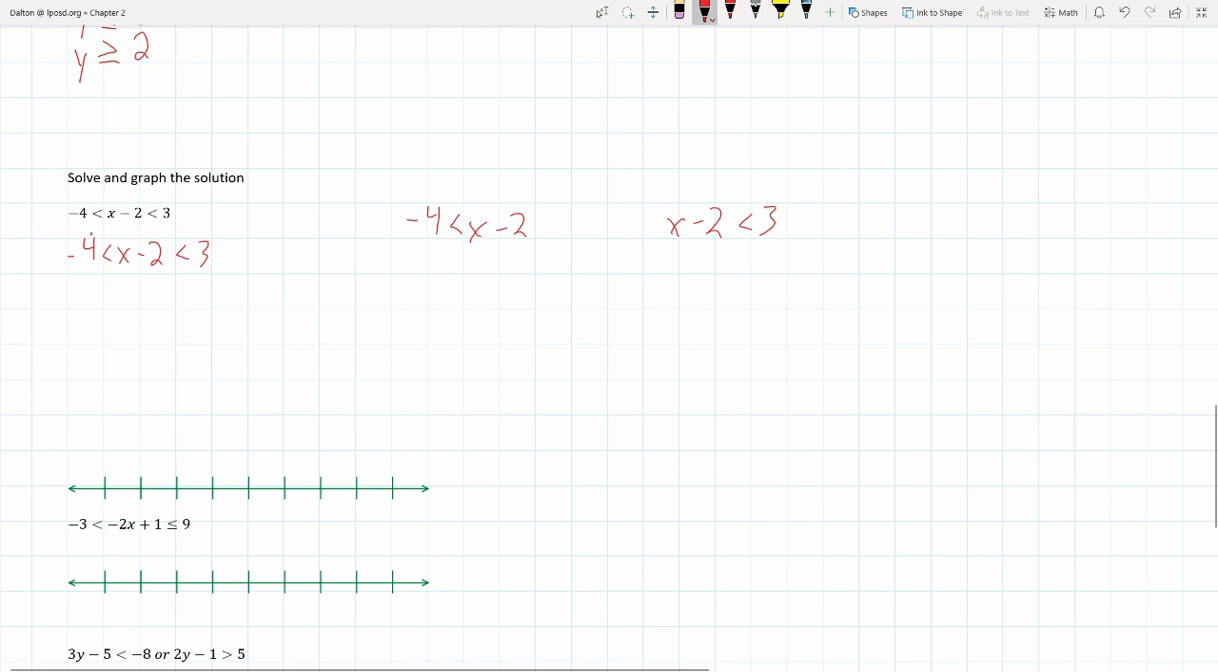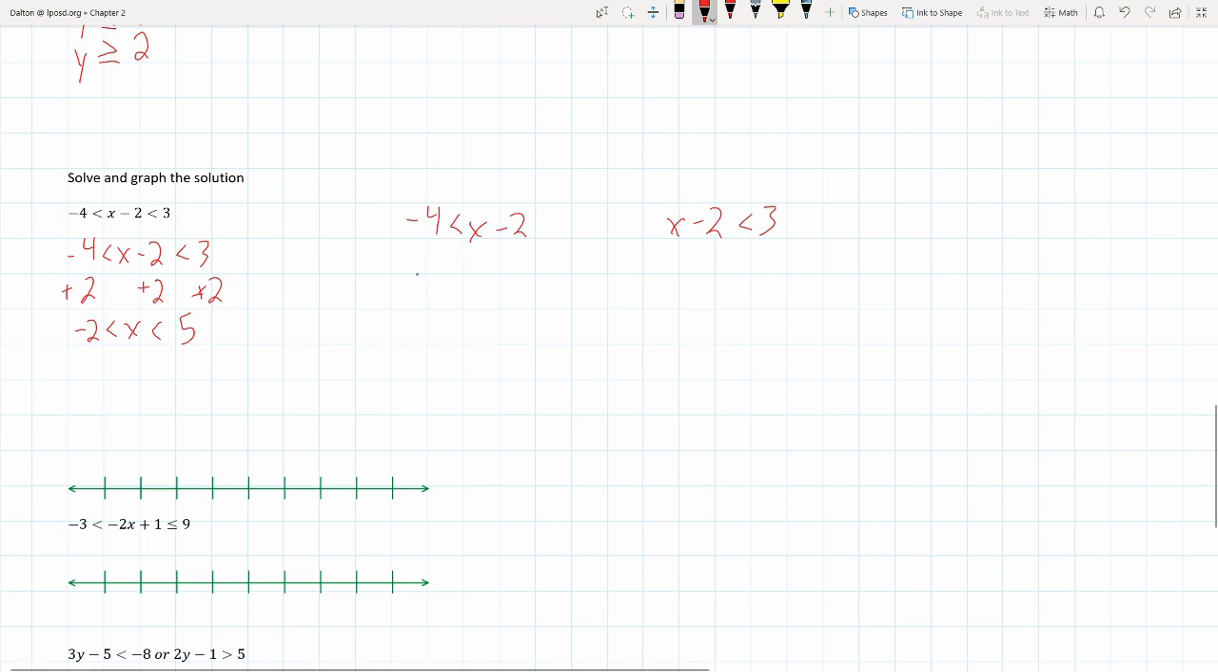If you're doing it this first way, we simply are trying to get the middle by itself. Instead of the left side by itself, we're trying to get this middle by itself. So I want to get x by itself, so I'm going to add 2 to all of the sides. And so negative 4 plus 2 is negative 2, less than x, less than 3 plus 2 is 5. And all the rules that we've had up to this point still apply. If I divided everything by a negative, I'd still have to change the signs.